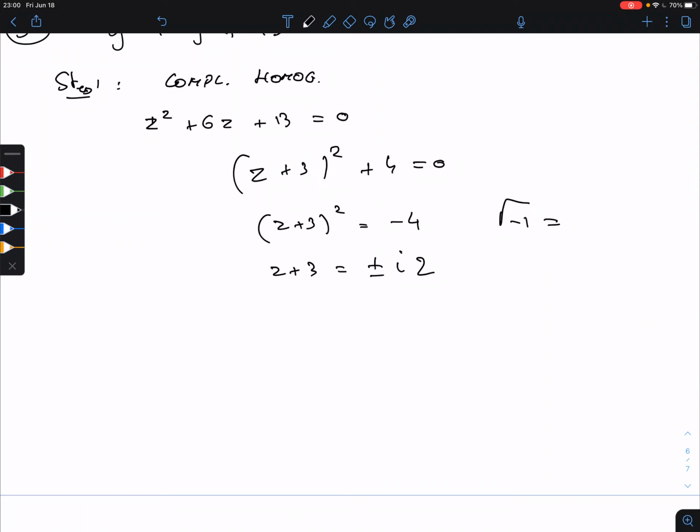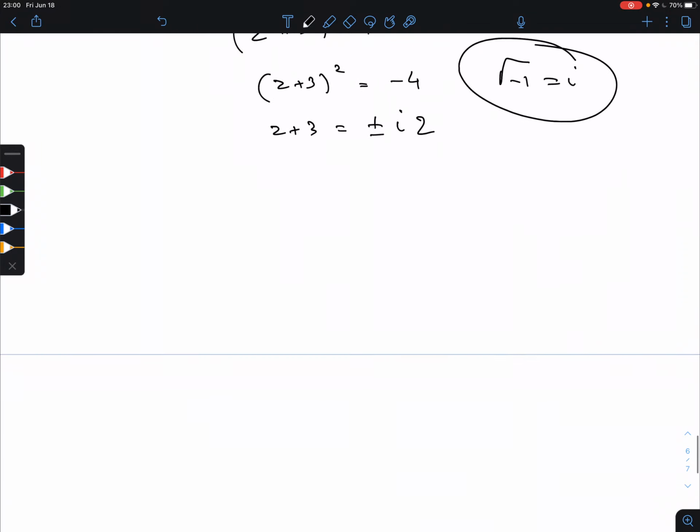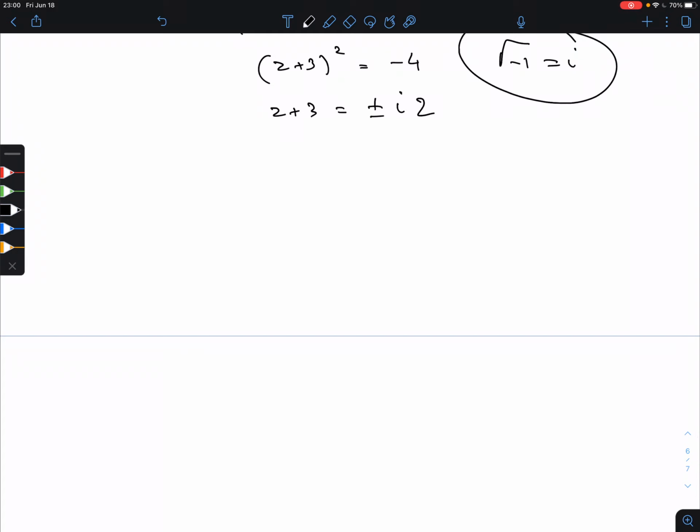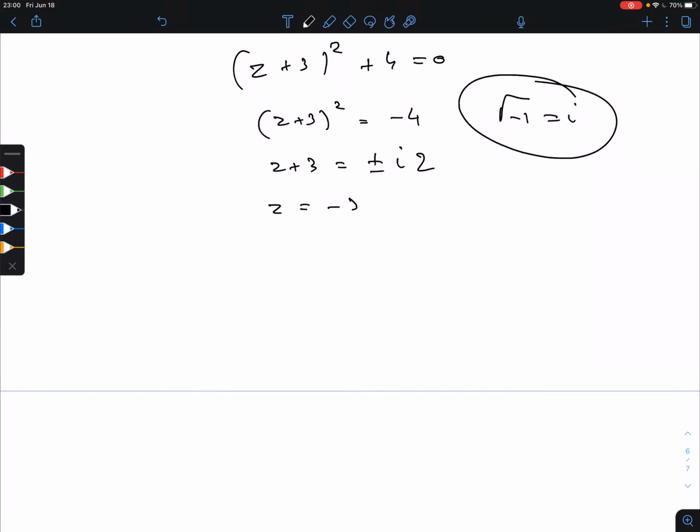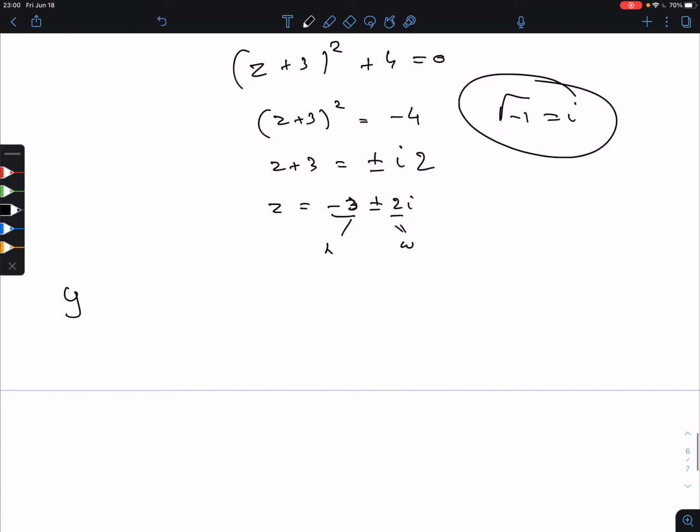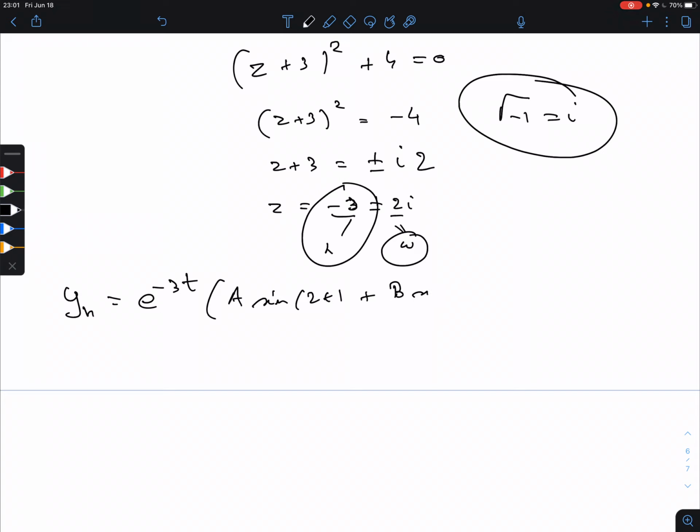Okay, remember, this is what we're using all the time. I hope this is clear, right? We don't write radical minus 1, we write i. And so z is equal to minus 3 plus or minus 2i. Now, in the way that we analyze, this is what we call lambda, and this is what we call omega. And so we know that the homogeneous solution looks like e to the minus 3t, the coefficient in front of t, and then this gives me the sine and the cosine. Omega is 2, so a times sine 2t plus b times cosine 2t.